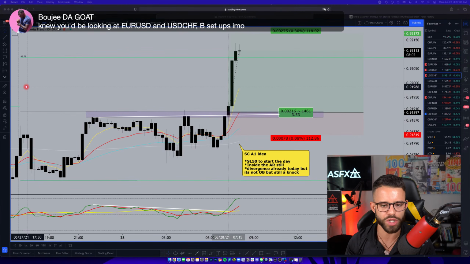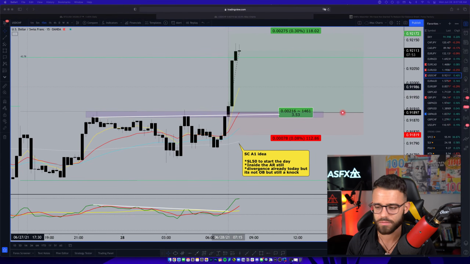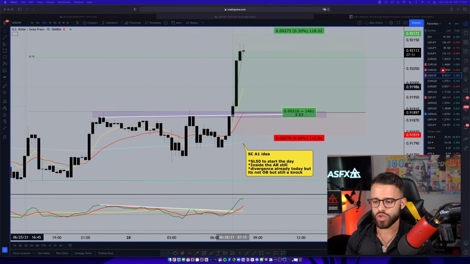I see somebody, Bougie to Goat, said it's a B setup. It is not a B setup if you're using ASFX rules. Three knocks on it is automatically a C setup. Okay? So that's USD-CHF, where the bias is.